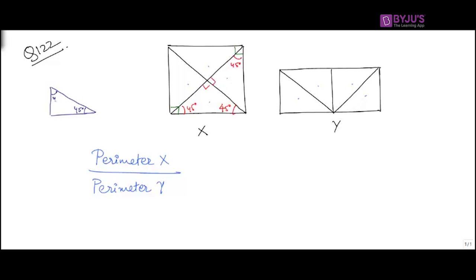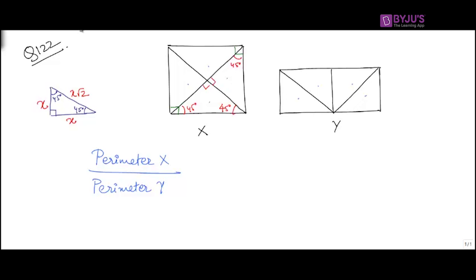Now a quick recap on a property of an isosceles right angle triangle. Since it's an isosceles, the two perpendicular sides are equal, that is x, and the hypotenuse is x root 2 times, right? So once you know this, let's fill in the information here.